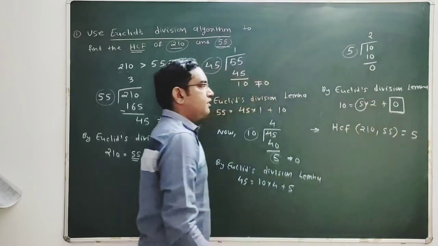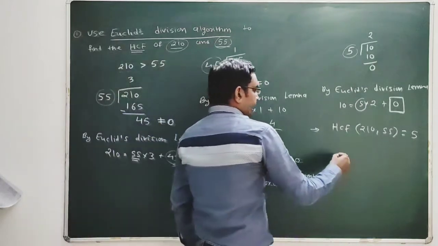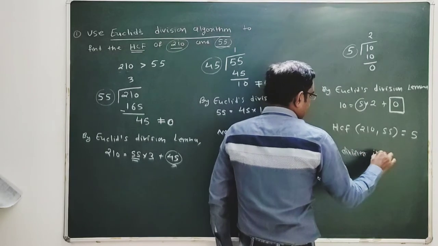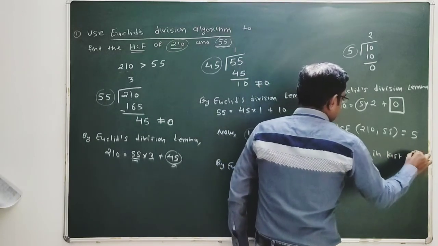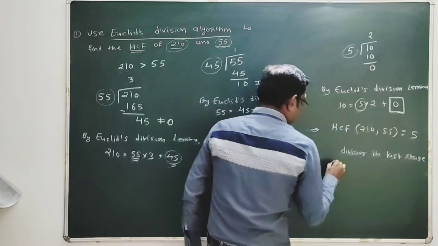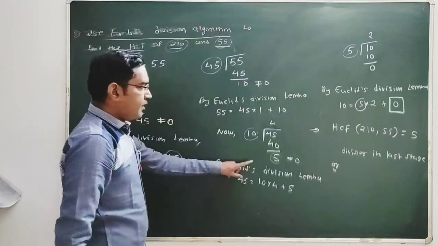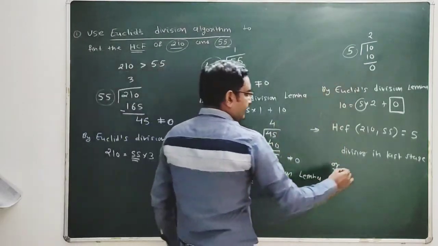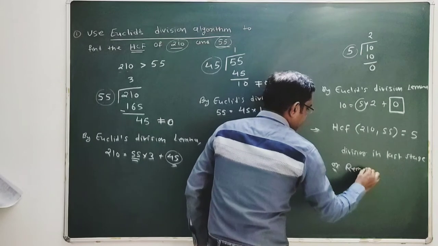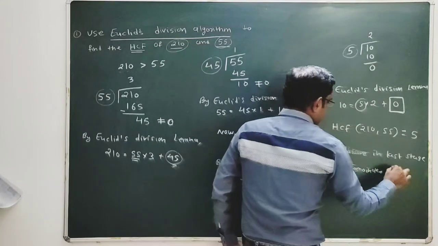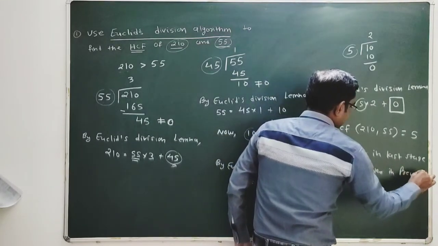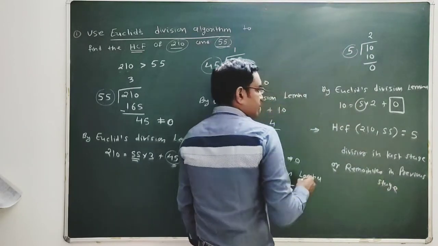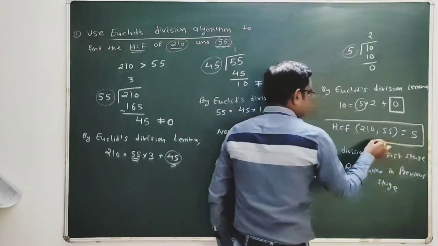This 5, here you can say 5 is nothing but the divisor in last stage, or we can say remainder in the previous step, है ना. ये स्टेप के आगे वाला स्टेप था, ये वाला, इसमें रिमाइंडर क्या थी 5. सो रिमाइंडर इन प्रीवियस स्टेज, remainder in the previous stage can be considered as the HCF of given two numbers.